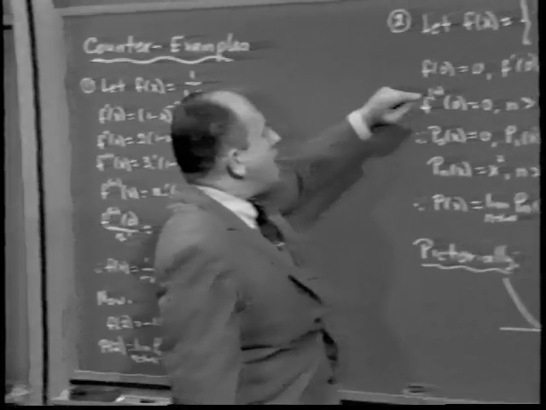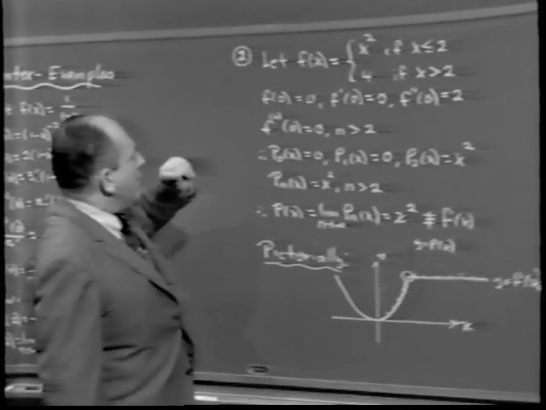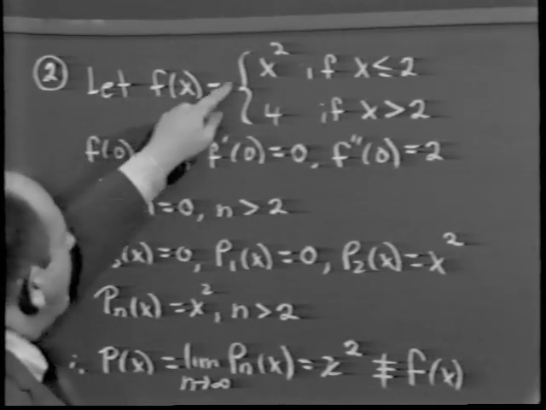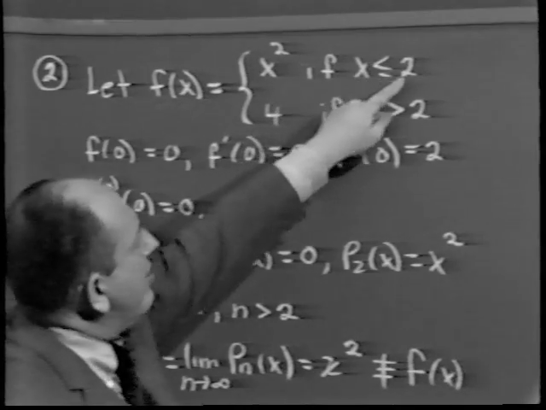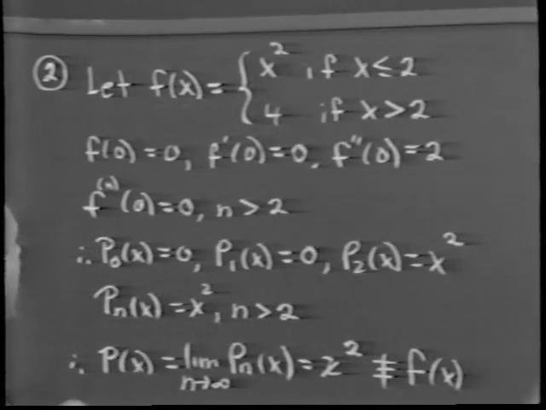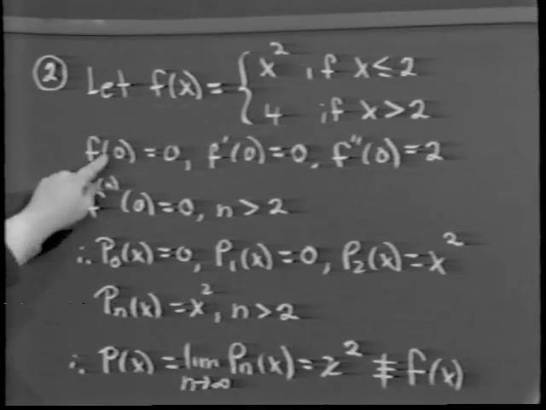As for the second question, let's define a function as follows to show you why continuity is so important. Let f of x be x squared if x is less than or equal to 2, and let it be 4 if x is greater than 2. Now, if we compute the derivatives of f evaluated at 0, we find that what?